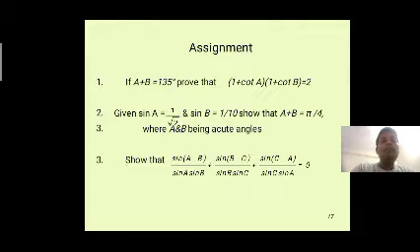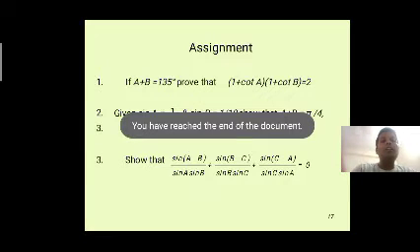Now we go to the third one. Show that sine of a minus b divided by sine a sine b plus sine of b minus c divided by sine b sine c plus sine of c minus a divided by sine c sine a equal to 0.